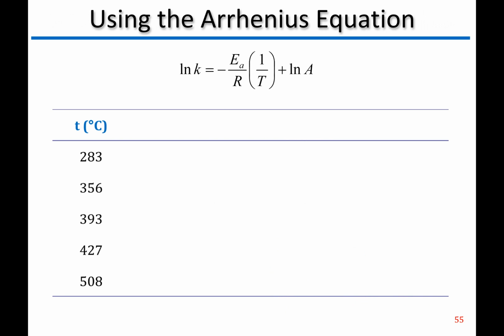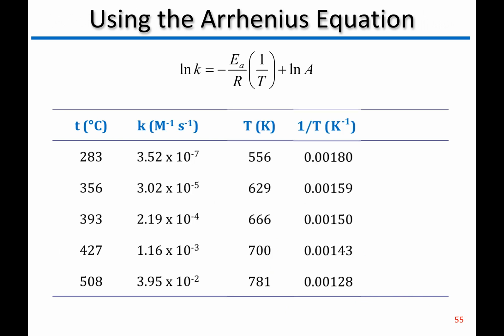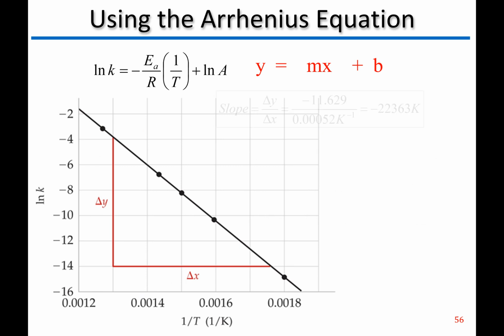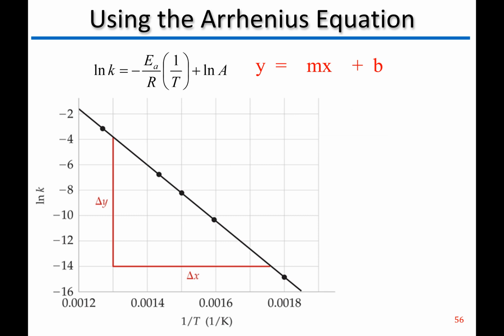Okay, so we can use this if we have some data. We have some k values, we have some T values, we can calculate 1 over T, and we can calculate ln of k. We know R, that's a constant. So we can use this information to plot this data, the 1 over T and the ln of k. And if we plot this, we come up with this. Okay, so we just have a line. So we have ln of k versus 1 over T.